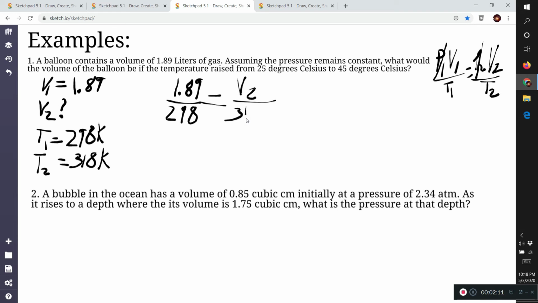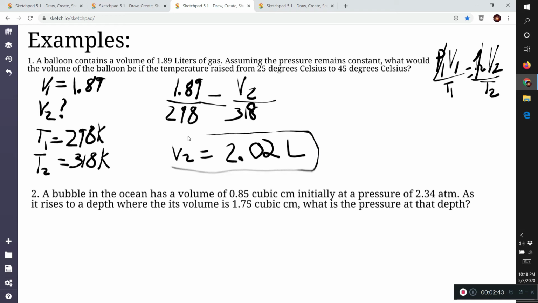And we're going to use everybody's favorite mathematical thing, cross multiply and divide. When you cross multiply and divide here, you get that your V2 is equal to 2.02 with correct sig figs. And units there, well, we're measuring a volume, and our other volume is measured in liters, so this is going to be in liters. Easy peasy. All right, now let's look at the next one.